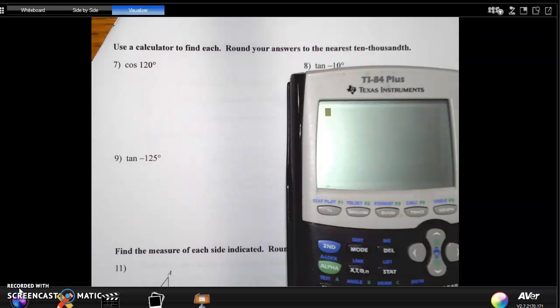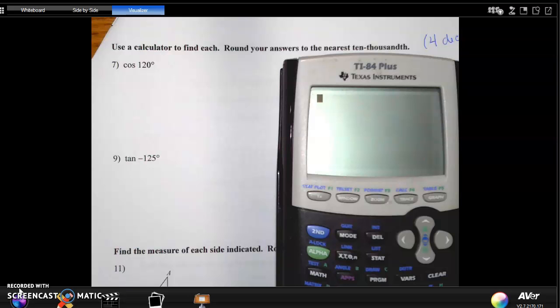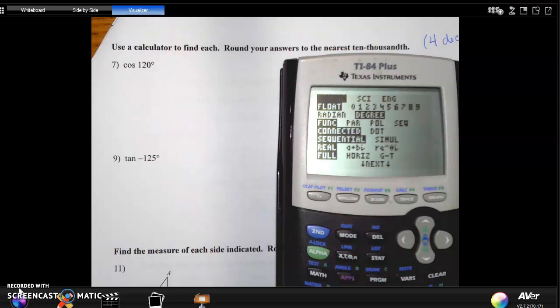Okay, the next few problems are just really calculator problems. We're just going to use our calculator for these and round to the nearest 10,000th, which means we're going to use 4 decimal places for these. And so you want to make sure before you start, whatever kind of calculator you have, to find your mode button and make sure that you are in degrees, not radians, because all of our angles that we're putting in are in degrees.